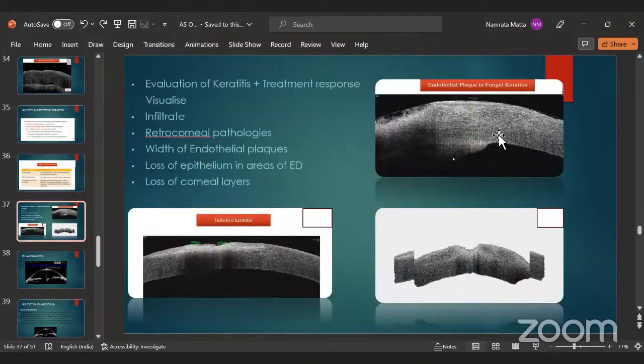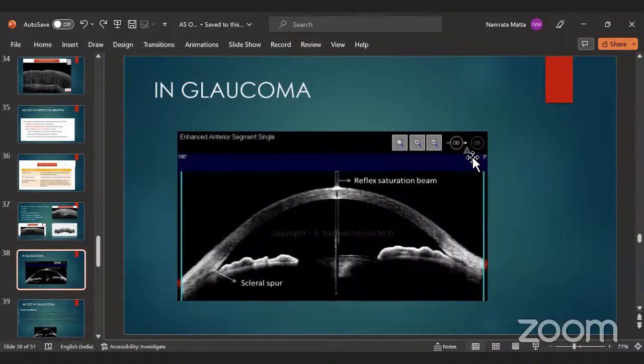So in keratitis, we can evaluate the keratitis and treatment response can be seen. This is how infective keratitis looks. There is an epithelial defect, loss of epithelium can be seen, loss of corneal layers can be seen, and increase in the thickness can be seen. Retrocorneal pathologies can be seen, and accordingly the surgical management can be planned.